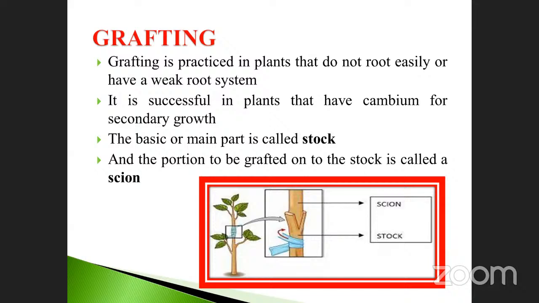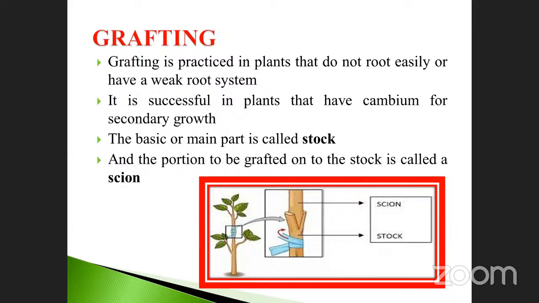Already they asked in the original NEET question paper: the basic or main part is called a stock. Which one is called a stock? The parent, the one bearing the root. Take the example of a pot plant with the upper portion completely removed. The remaining portion is called the stock, which has the root.